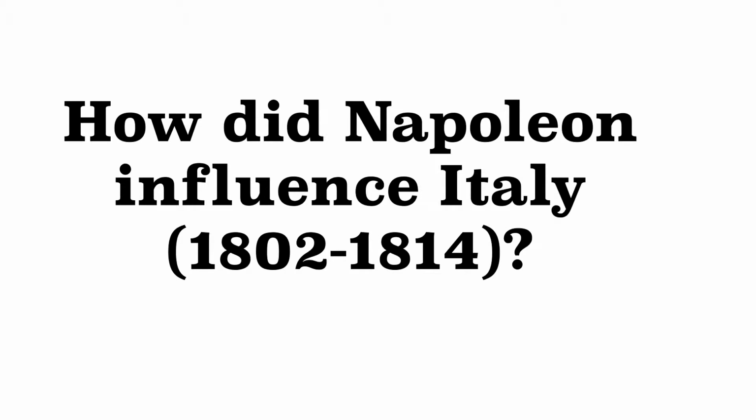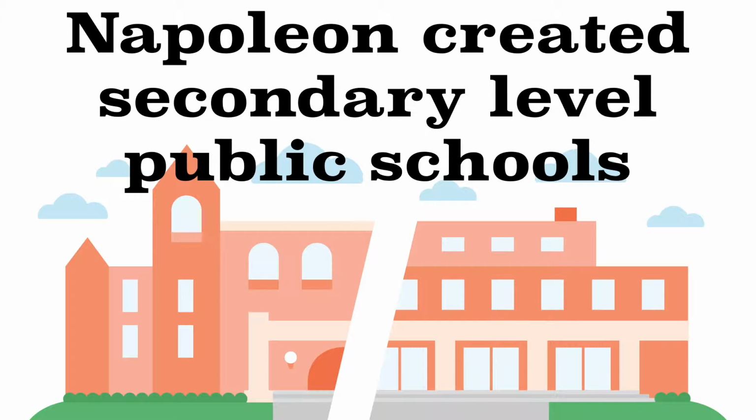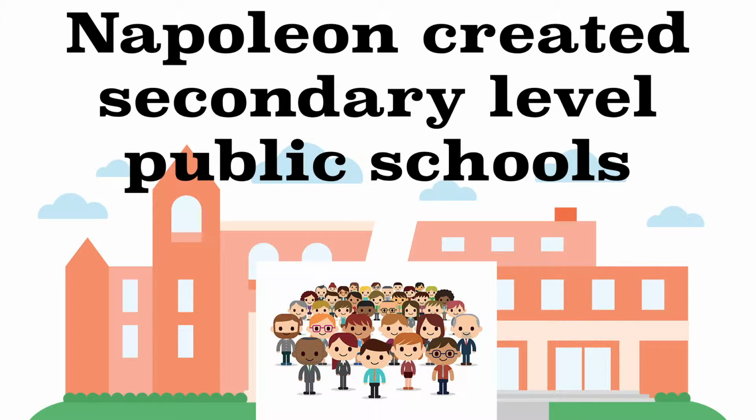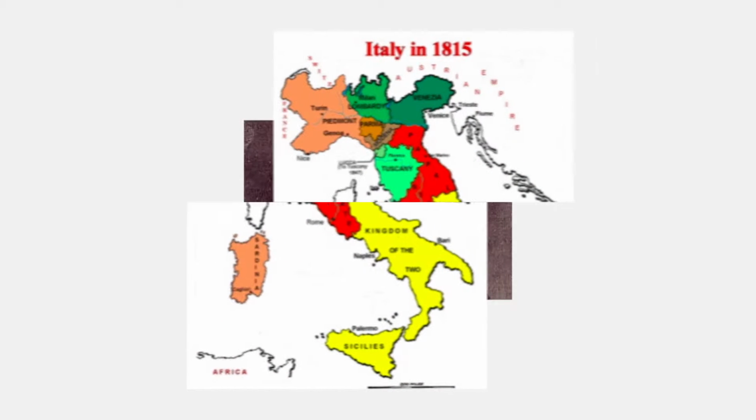You might be asking, how did Napoleon influence Italy? Well, from 1802 to 1814, which was before the Congress of Vienna, Napoleon created secondary-level public schools around Italy. He was liked a lot by the people until his return from Elba. After the Congress of Vienna in 1815, the layout of Italy was still divided.